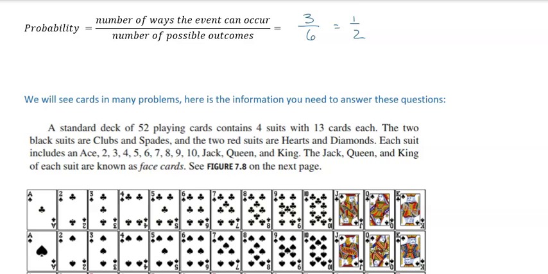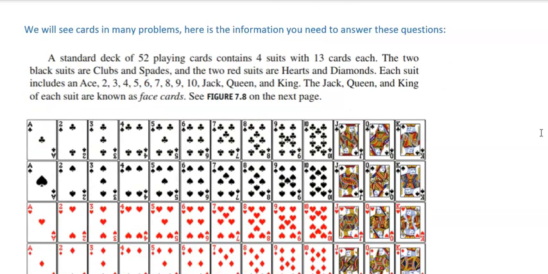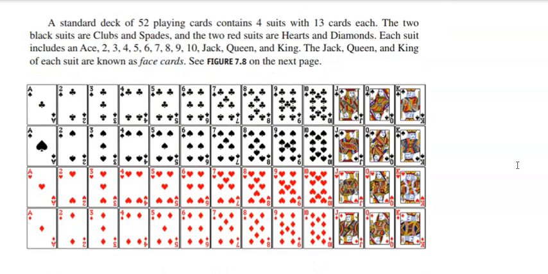Okay, so at this point we are going to look at some cards. First I wanted to show you what a suit of cards looks like, because you're going to see a lot of problems and a lot of people don't actually know what a suit of cards looks like. Here's the information you need to answer these questions. You can pause the video and read this right up here, but I just wanted to show you that there are 4 suits. This is clubs, spades, hearts, and diamonds.